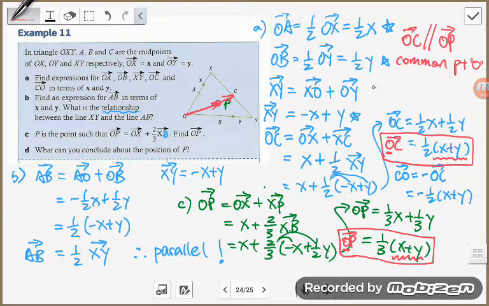Therefore, points O, C, and P are collinear. Okay? That's it. This is example 11. Pretty tough. It's a tough one, and also a pretty common vector problem.